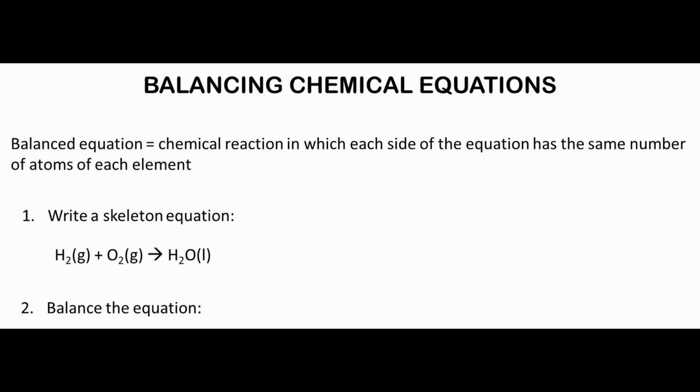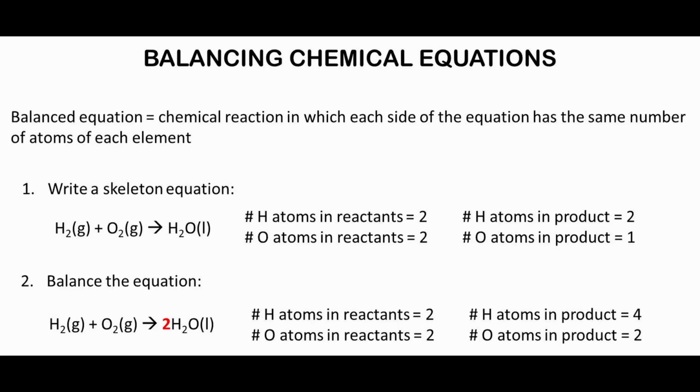To describe a chemical reaction correctly, the chemical equation should be balanced, which means that each side of the equation has the same number of atoms of each element. When hydrogen gas and oxygen gas are mixed, a spark will initiate a rapid reaction to form water. The first step is to write the skeleton equation. The second step is to balance the equation.